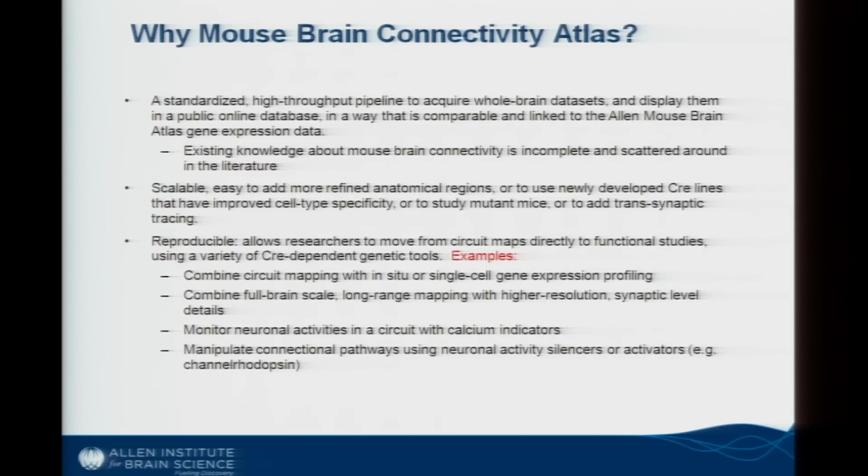So what we are hoping to do is to use a standardized high-throughput pipeline to be able to acquire the whole brain projection data set in a systematic way, and also then display all the data in a public online website, just like the Allen mouse-brain gene expression atlases. And also we can link the different databases together. So present all the data in one place in a comprehensive way.